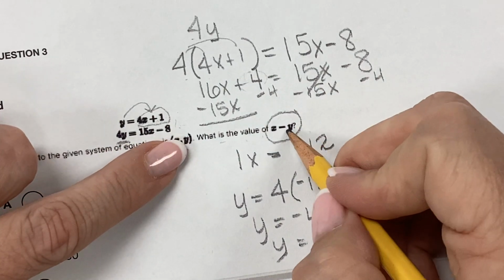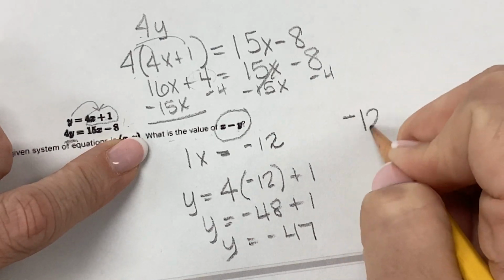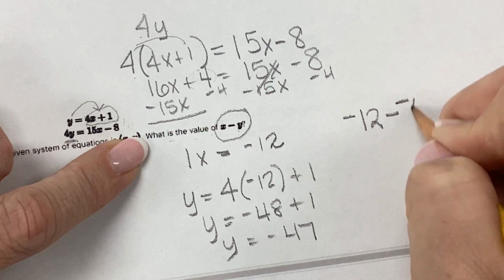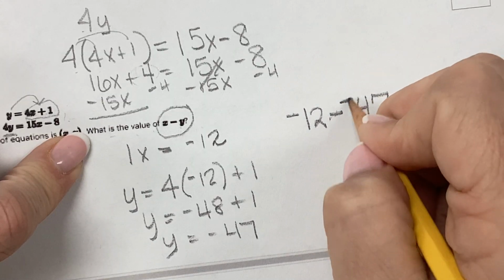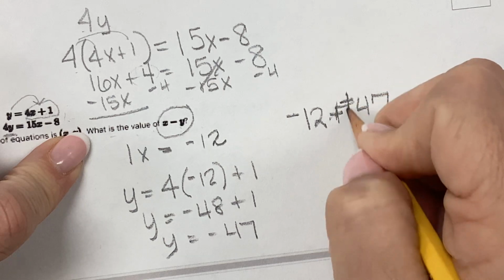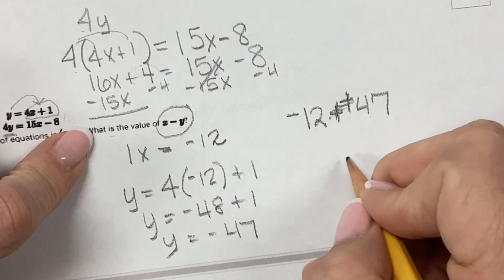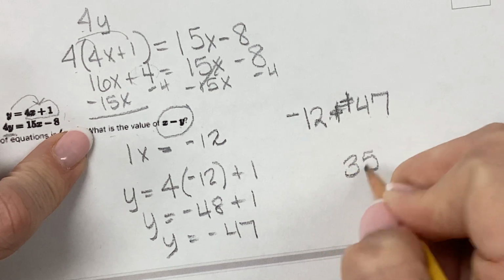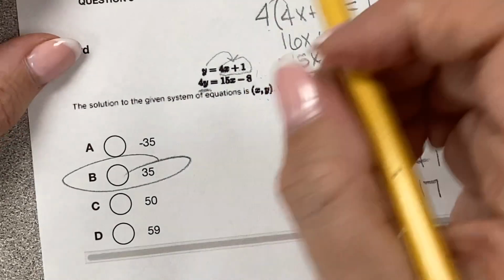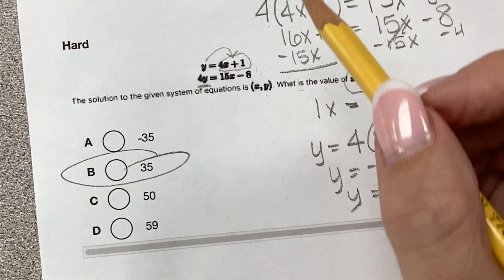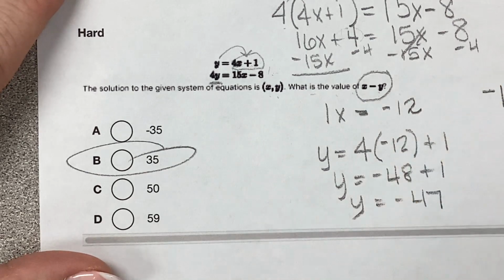Now they want me to do x minus y. X was negative 12 minus negative 47. A minus and a negative turn into a positive, so it's a plus here. So it's 47 minus 12, which is 35. 35 is B. That's the only way I can think of to do this one. I don't think I can come up with a shortcut.